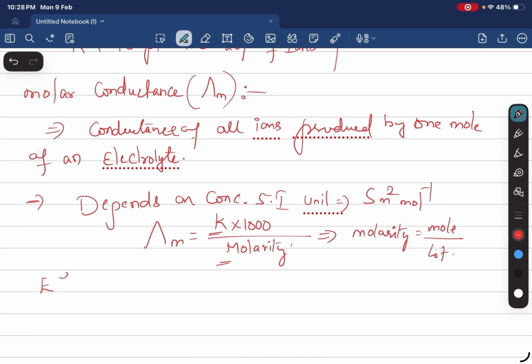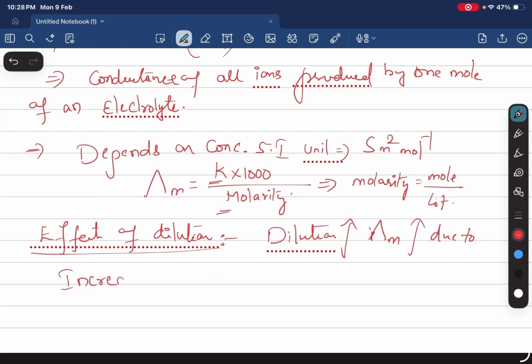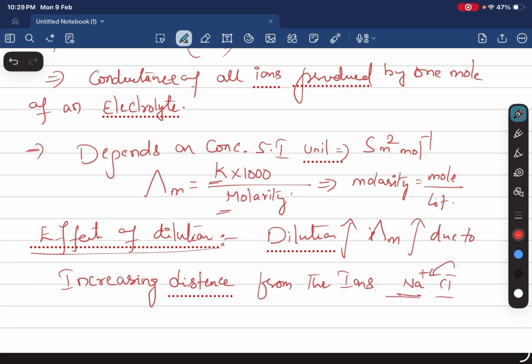So the effect of dilution: as dilution increases, lambda m increases due to the increasing distance from the ions. If you take Na+ and Cl-, and the distance increases because of more addition of water, these two will be away from each other, so the mobility will increase. When mobility increases, the conductance also increases.